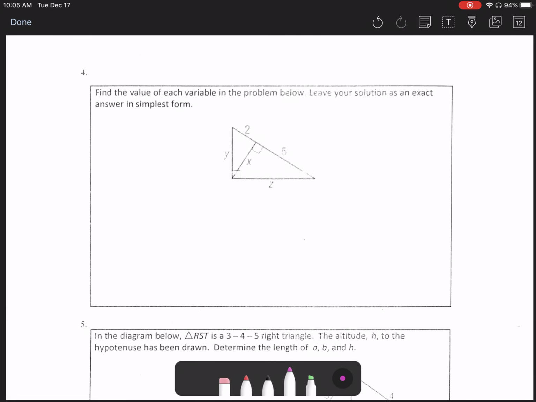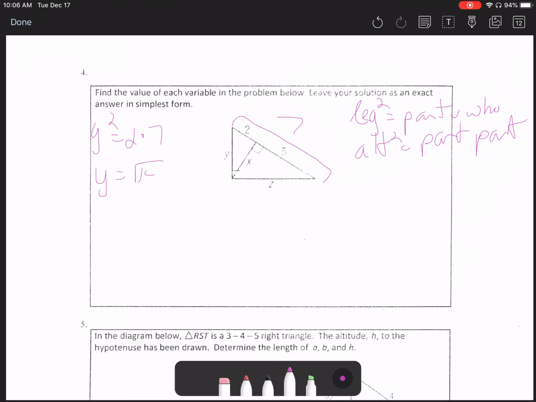Number 4, it says find each variable. First thing, I look, is there any Pythagorean theorem? No. So the next thing I do is I add both parts, so this is 7. I remember my big leg, the leg squared, equals part of the hypotenuse times whole. And I know altitude squared is equal to part times part. So I start with y. I know y squared equals 2 times 7, so y is equal to the square root of 14. I can't do anything with that.